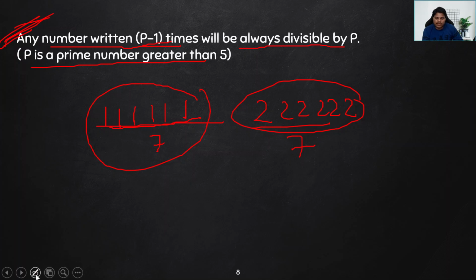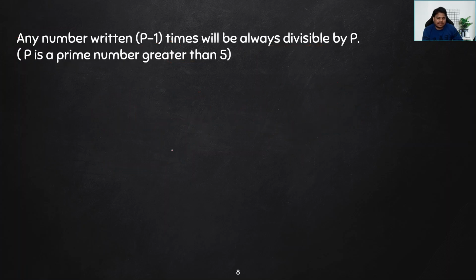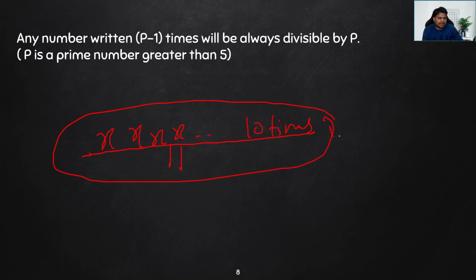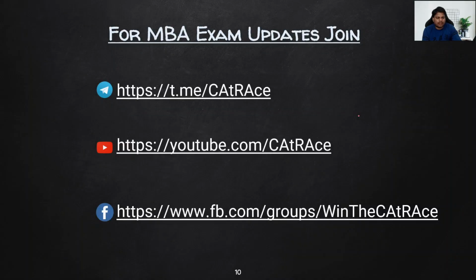Okay, next prime number. Let's take 11. You can check this with a calculator also. Let's take 11. If I write any number x, 10 times, then this number will be divisible by 11. I hope this is clear. So just this simple thing that I wanted to tell. So these were the divisibility rules regarding composite numbers and the last prime numbers. These things will also be helpful in remainders.